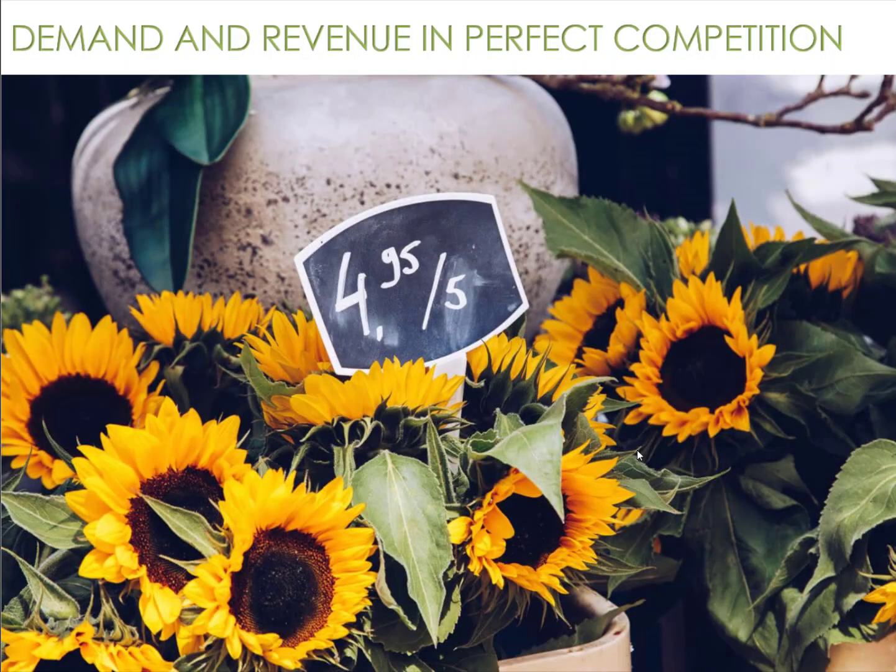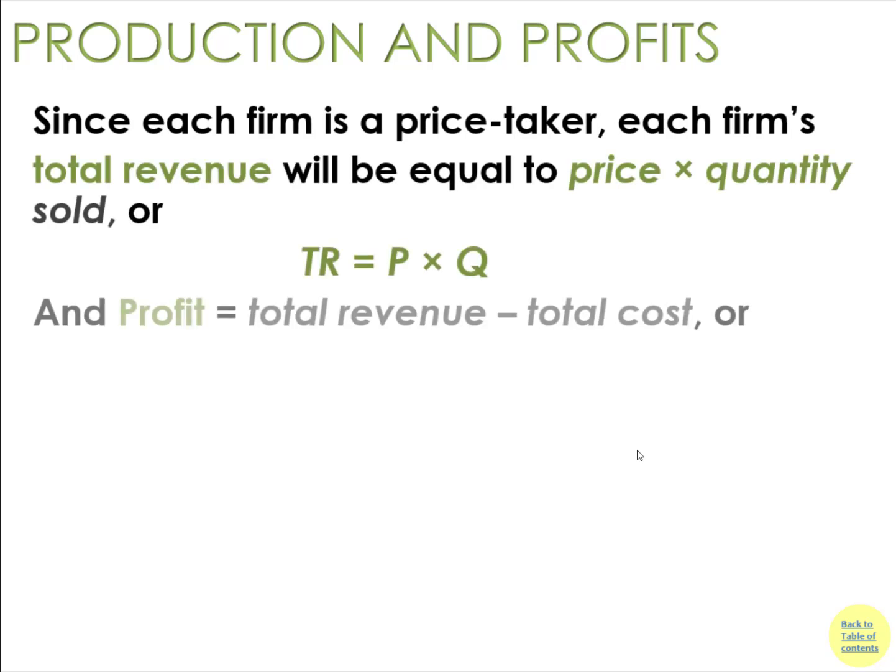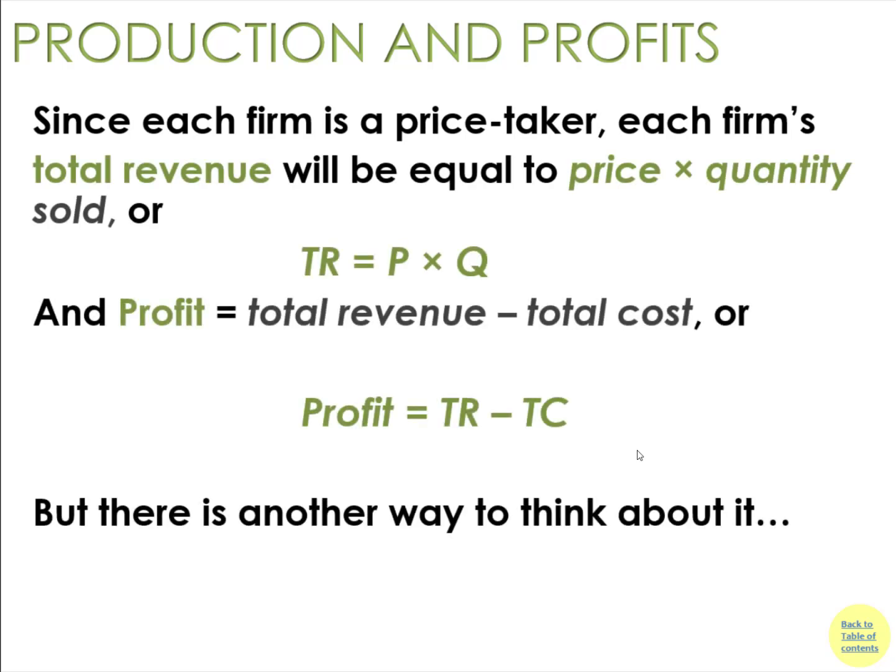What does it look like to do profit maximization, and how does the firm behave? Well, to understand that, we need to understand demand and revenue. Since each firm is a price taker, and we know that total revenue is equal to price times quantity, and profit is equal to total revenue minus total cost, then we can say that profit is price times quantity minus total cost.